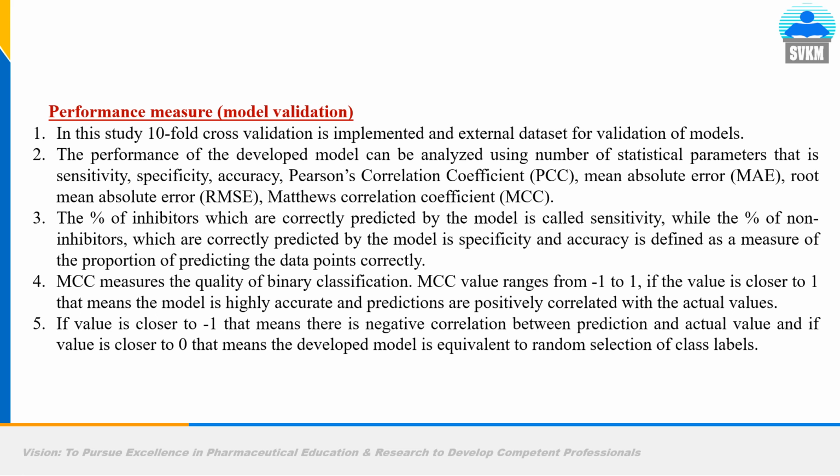MCC value ranges from -1 to 1. If the value is closer to 1, that means the model is highly accurate and the predictions are positively correlated with the actual value, that is ground truth. If the value is closer to -1, that means there is negative correlation between prediction and the actual value, and if the value is closer to 0, that means the developed model is equivalent to random selection of class labels. These are the parameters for evaluating a machine learning model.